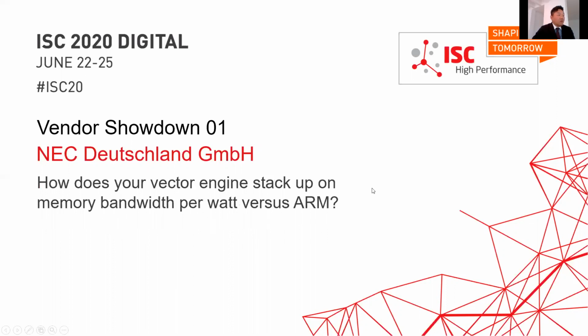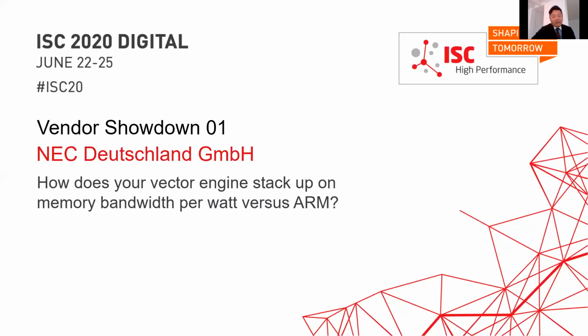Then, the second question, how does your vector engine stack up on memory bandwidth per watt versus ARM? Yes, comparing with an ARM processor for HPC, like Graviton, the memory bandwidth per watt is in the same range as an x86 processor, from my view. Aurora provides several times higher memory bandwidth per watt compared to today's x86 processors and ARM processors.